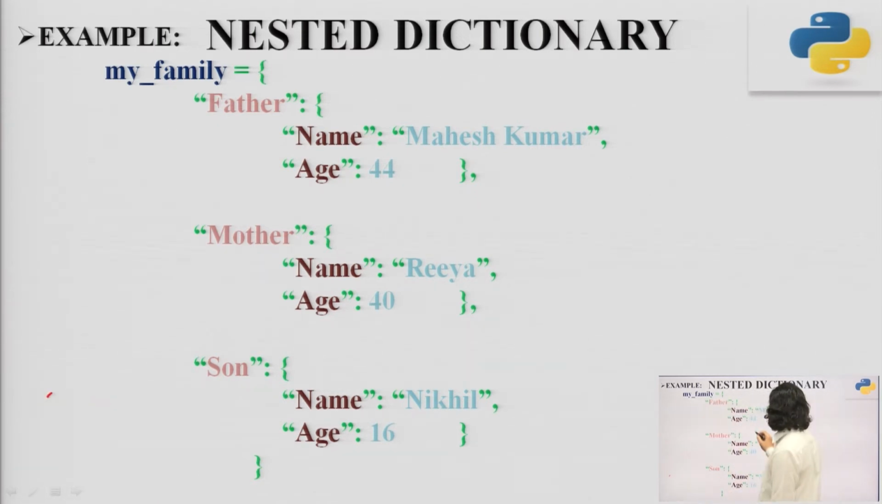So, here you can see we have created 2 more elements as a value for the father under the key value pair, name Mahesh Kumar, the age as 44. Similarly, for the mother and the son.